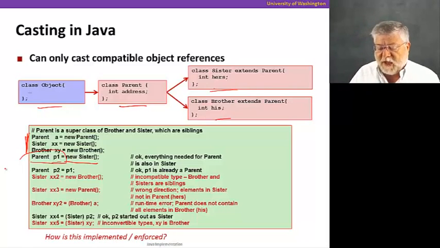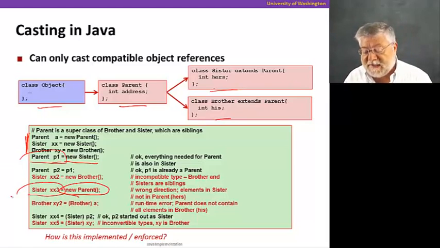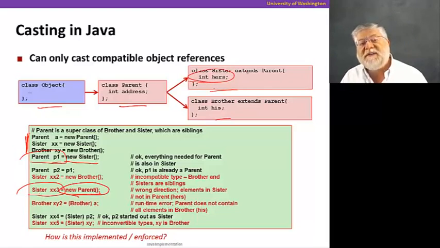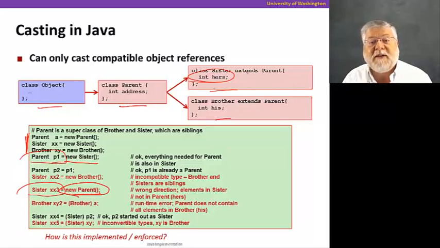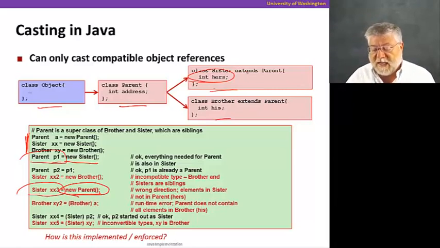As an example, if we went in the other direction, if we had created a new parent and tried to put it into a variable of type sister, we have a problem because sister has things that parent doesn't have. So when we try to cast that parent as sister, we're missing some things. What are we missing? Well, at the very least, we're missing this variable hers that is expected to be in a sister object. Parent didn't have that. Parent only had address. Also, there might be some methods that go along with the object sister that we wouldn't be inheriting either. So that is the wrong direction to be able to do a cast.